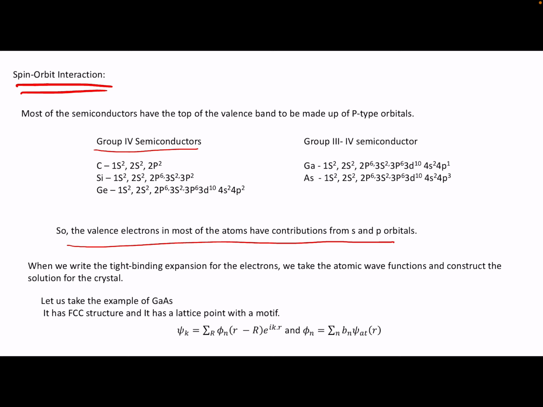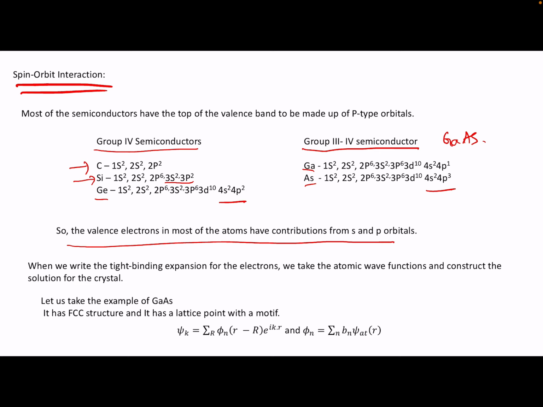Why? So let's look at this. Carbon has 1s2, 2s2, 2p2. Silicon has 3s2, 3p2. Germanium has 4s2, 4p2. All of them have 4 electrons in the outermost shell. And let's look at group III-V semiconductors. It has, let's say, gallium and arsenide. We're talking about GaAs here. Gallium has 4s2 4p1 and arsenic has 4s2 4p3, right? So you can clearly see that you have the largest dominating contributions from the s orbital and the p orbital.